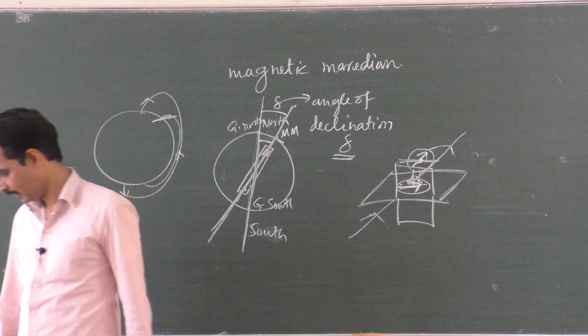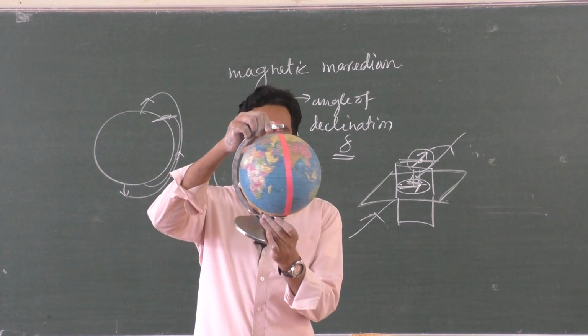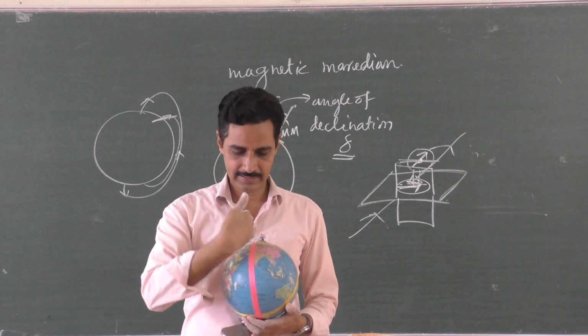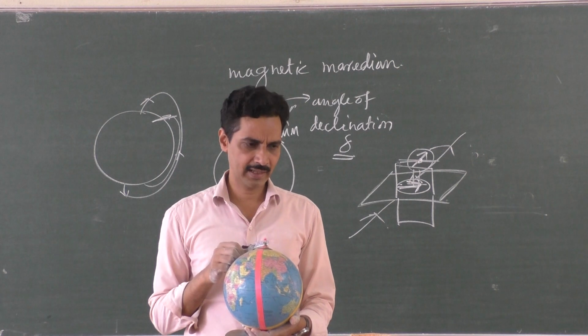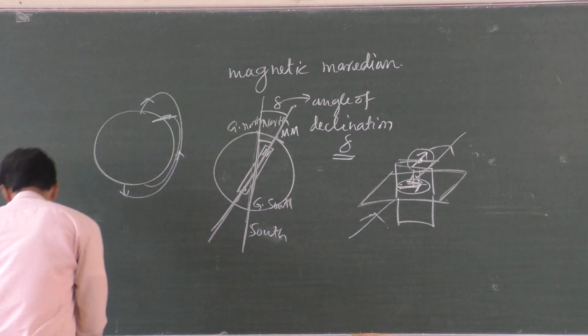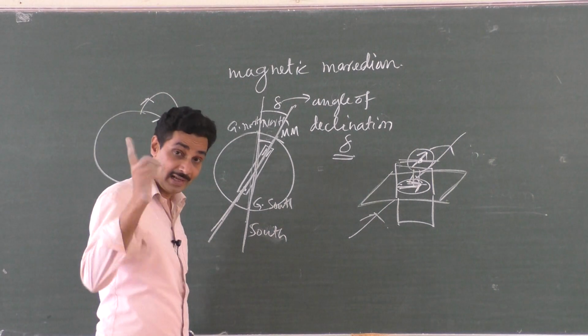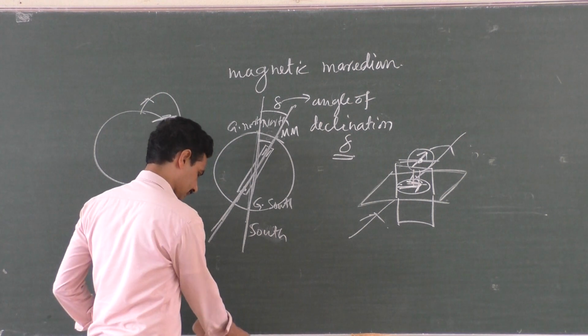How? This is Earth, right? I'll take the Earth once again. This is Earth. Now I will show this pink belt. This is geographic meridian, correct? Now where is magnetic meridian? I think I can better show it using something else. So let me try and I will show it. Then I will show the animation later.